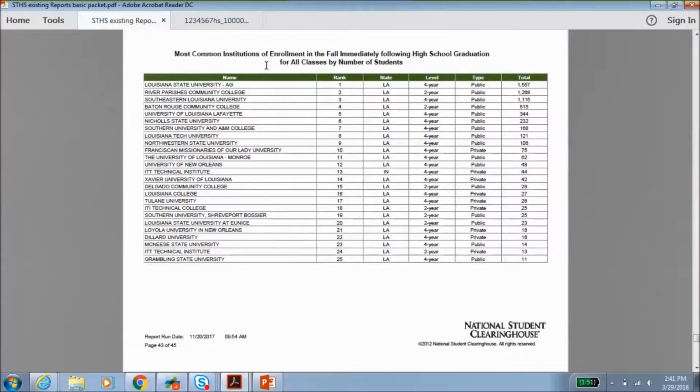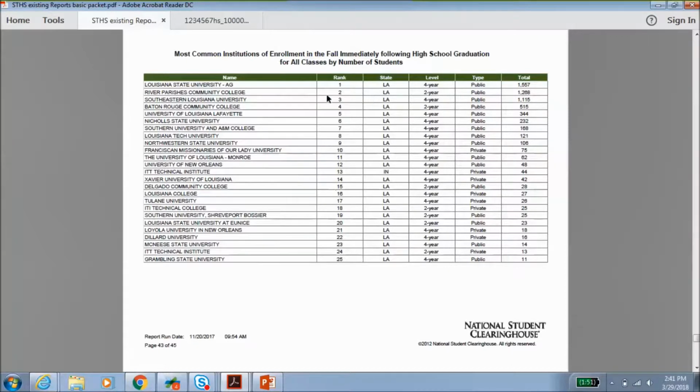Now this is showing you the most common institutions of enrollment that your students attended in the fall. This is an aggregation, so it looks at all of the students in the classes that we've put in this report, and it determines what that first school was that they went to. And this gives you a breakdown, the top 25 by number of students. The example we've been using here is from Louisiana.